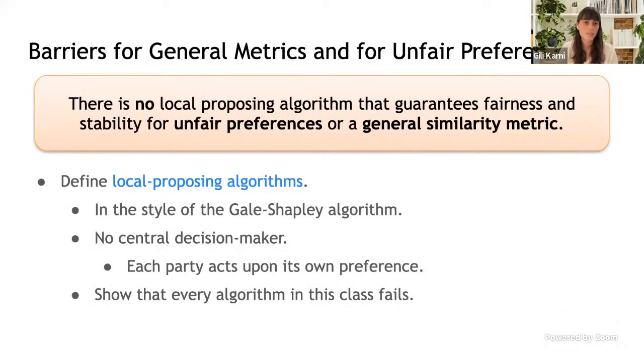We define a class of local proposing algorithms with a similar structure to the Gale-Shapley algorithm and to our propose-and-reject algorithm. These algorithms are local in the sense that there is no decision maker, and each participant acts upon their own preference without being aware of the preferences of the other participants. We show that no algorithm in this class can guarantee both fairness and stability.